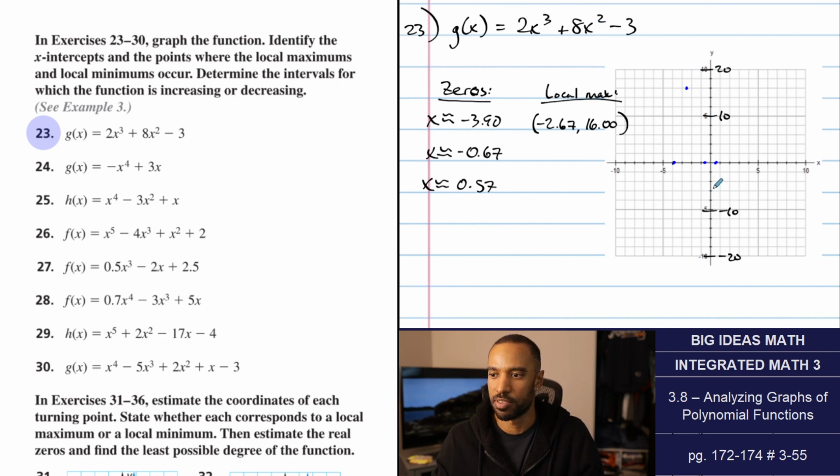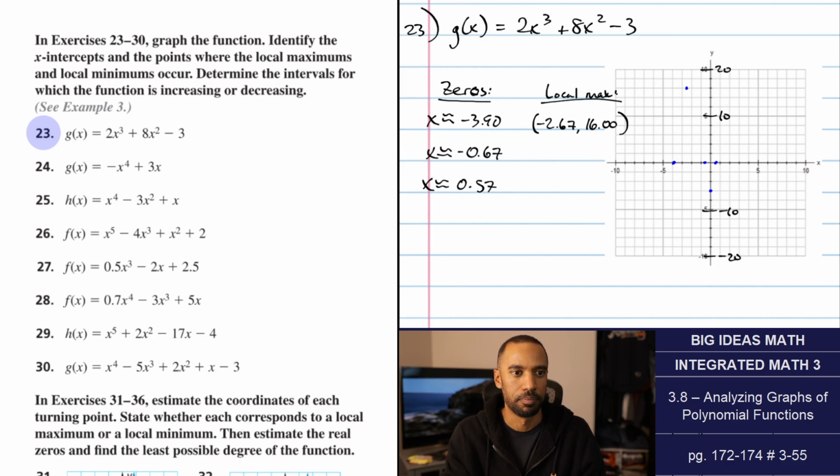By the way, the y-intercept of this is -3. That's another point that I could actually plot. And that's probably around the local min. So the local min is going to be this bottom point right here. So we have to go second, calc again. Minimum, option 3, somewhere between -1 and 1.